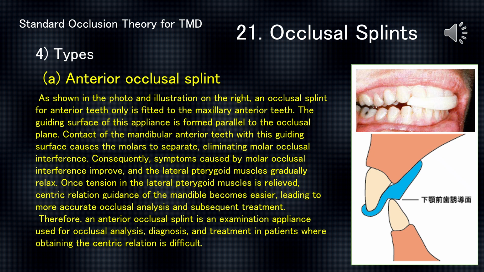Once tension in the lateral pterygoid muscles is relieved, centric relation guidance of the mandible becomes easier, leading to more accurate occlusal analysis and subsequent treatment. Therefore, an anterior occlusal splint is an examination appliance used for occlusal analysis, diagnosis, and treatment in patients where obtaining the centric relation is difficult.